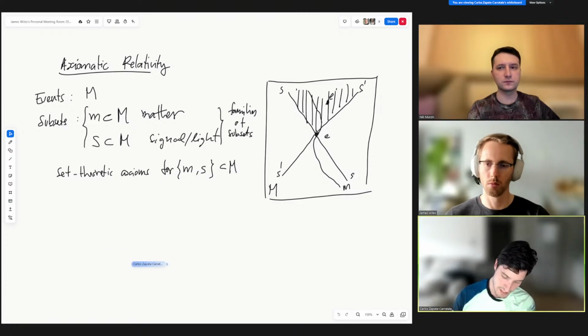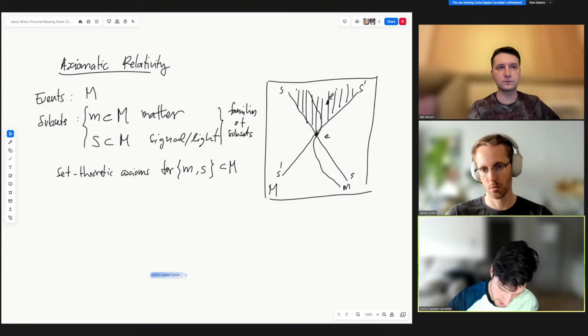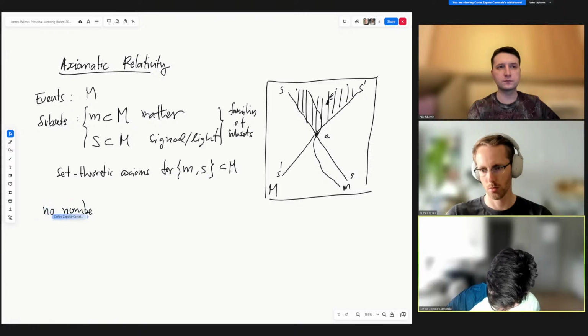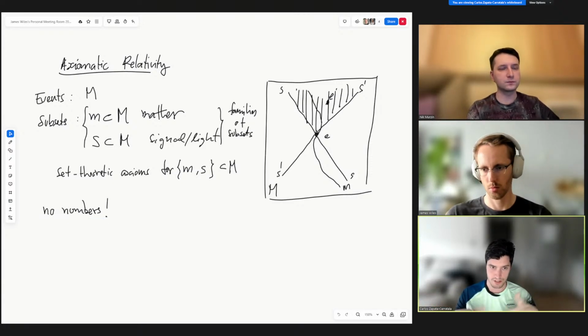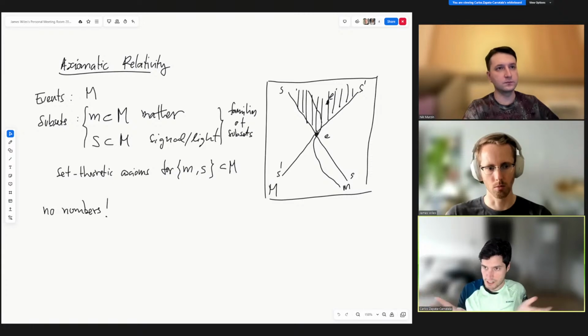So what's crucial in this context is that there are no numbers, right? The setting is so that you're just defining some set theoretic stuff. You're saying there's a set M of events, there are subsets of light, there are subsets of matter, but that's it. I'm not saying I have a copy of the natural numbers next to me, or a copy of the real numbers, or a coordinate system or anything like that. You don't have any of that to begin with.